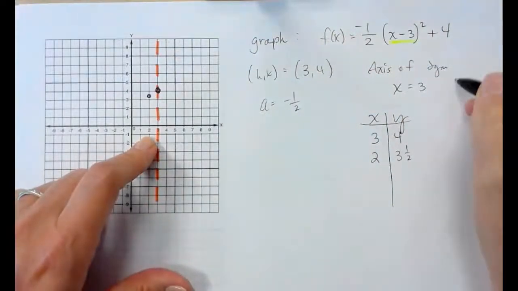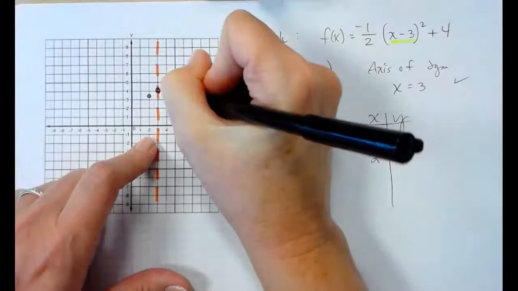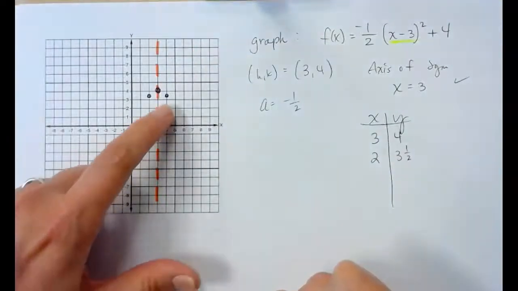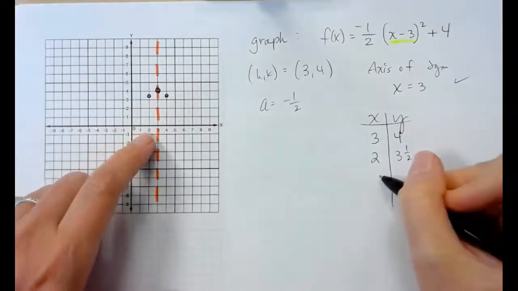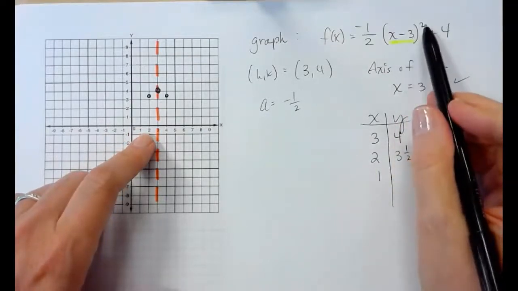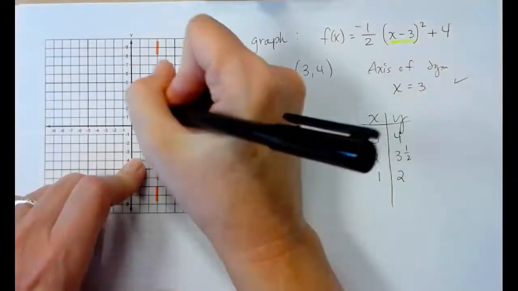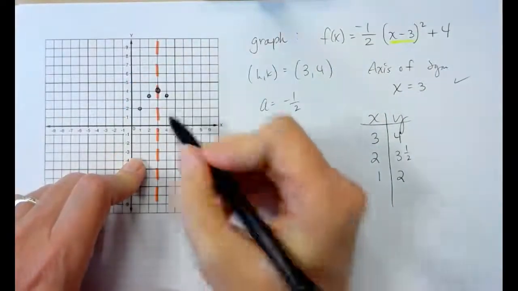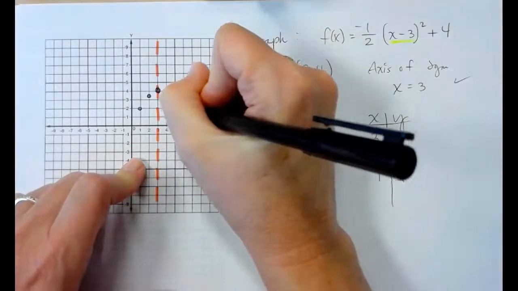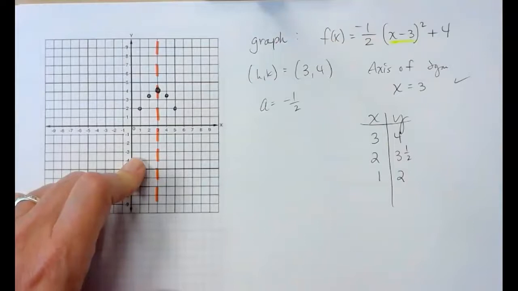Use the whole idea of the axis of symmetry. If there's a point here, then by symmetry there has to be a point at (4, 3.5). Let's plug in the 1. 1 minus 3 is negative 2. Negative 2 squared is 4. Half of that, negative 2. Negative 2 plus 4 is 2. Over 1, up 2, use symmetry again, 1, 2, 1, 2, and that is 1, 2, 3, 4, 5. Those are the points we need in order to graph.